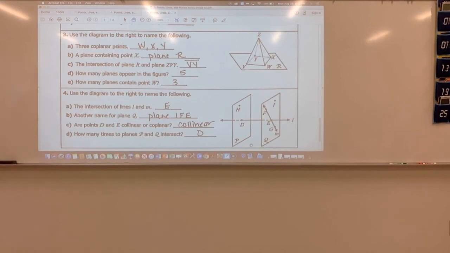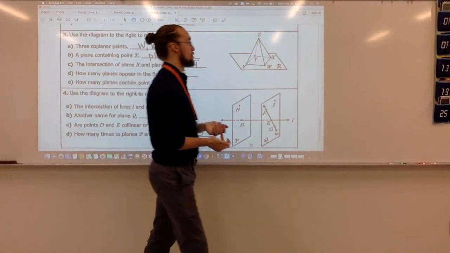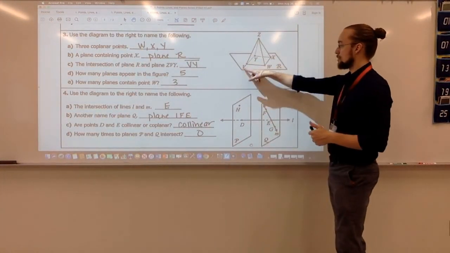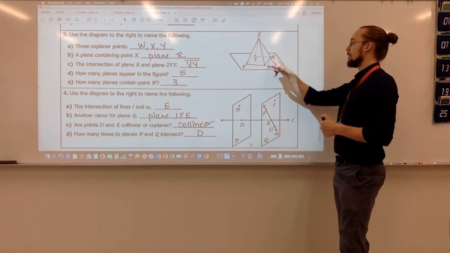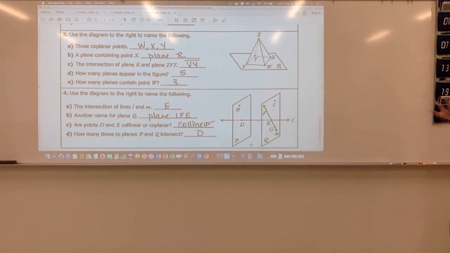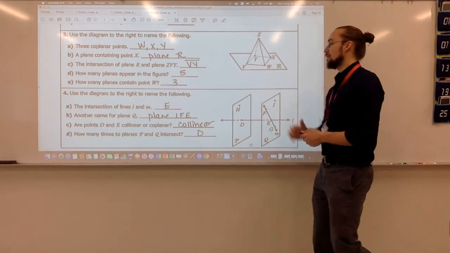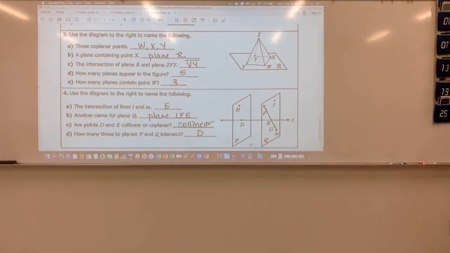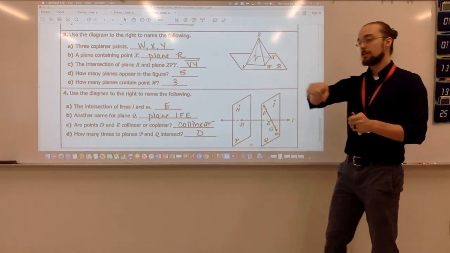Yeah, so this is just any 3 points that are on the same plane. So we could have said Z, V, and Y, or Z, Y, and X, right? Or V, W, and X. Yeah, so of those named points, no 3 of them are collinear. What other questions do we have here? We do all right on number 4? Amber?